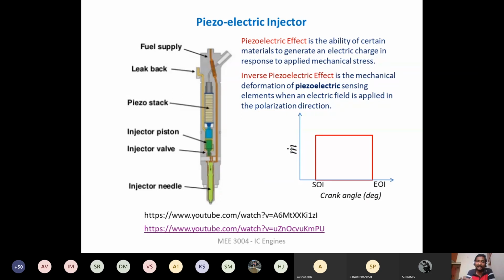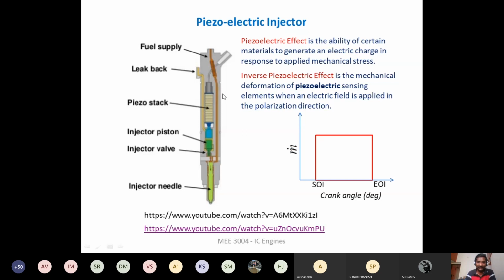Inverse piezoelectric effect. This means if you apply a high voltage, there is deformation of the material, right? The same material, when it undergoes deformation because of the stress or load being applied, is going to generate some voltage. The other way is that if you apply some high voltage to the same material, the material will undergo deformation. That deformation we are going to use for activating the needle valve.